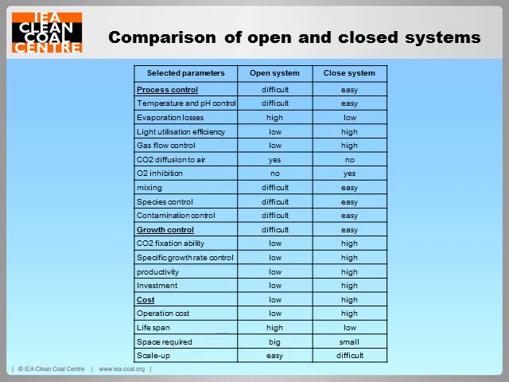CO2 can diffuse to air, water may evaporate, and worst of all, it requires large areas of land to accommodate the pond. The carbon fixation rate for open pond is quite low. The closed system can avoid all these drawbacks, but it is expensive to build and to operate.